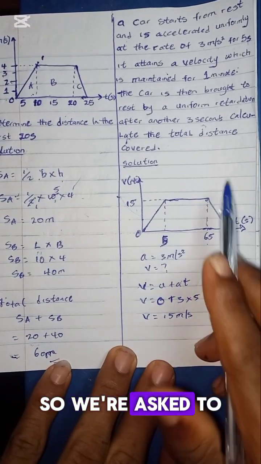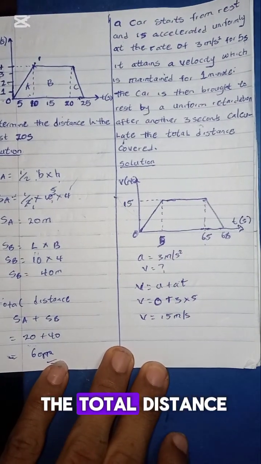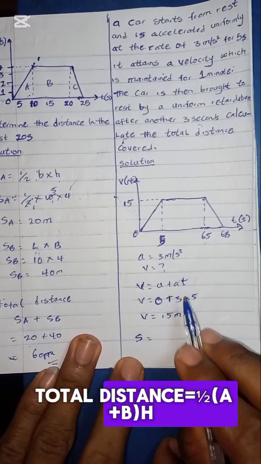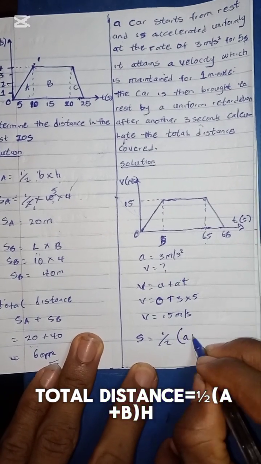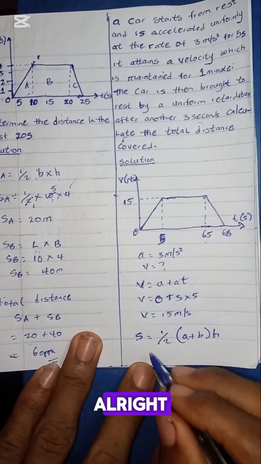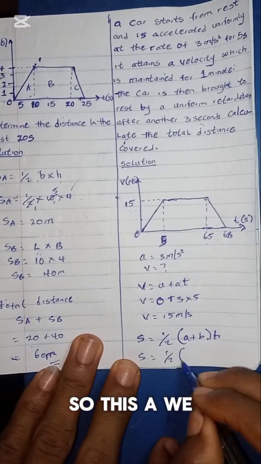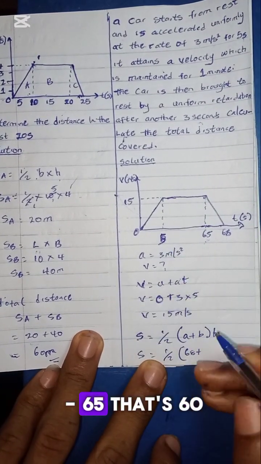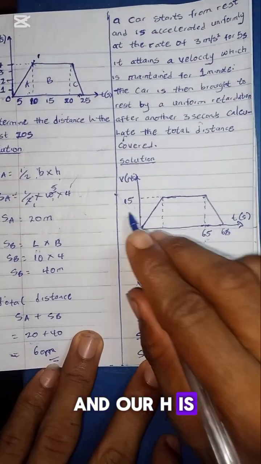So we're asked to find the total distance. Now we can find the total distance since we know our velocity. The total distance is half bracket a plus b times h. All right. So this a we know is our 68 plus b, we have to subtract 65 minus 65, that's 60. Then our h is our 15.